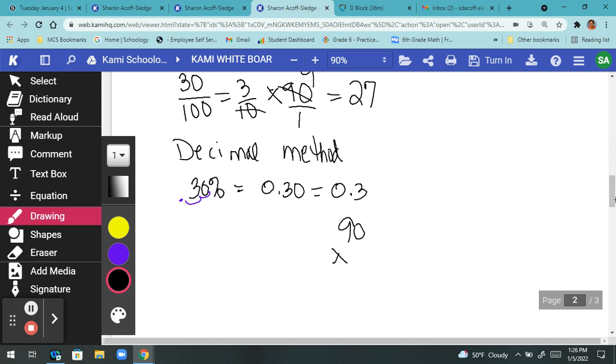So now I'm going to multiply 90 times 0.3. 3 times 0 is 0. 3 times 9 is 27. And I have one number behind the decimal point. So it's 27. So I get the same thing.